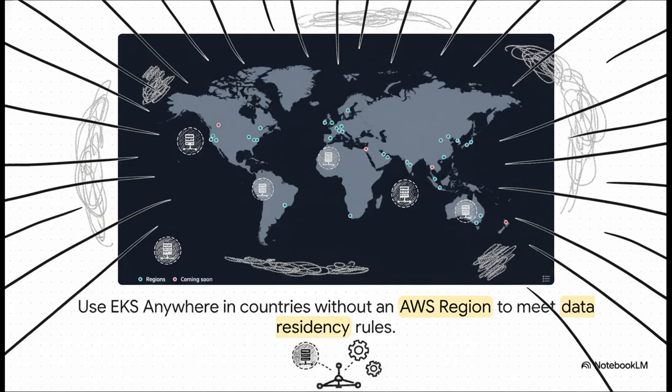AWS has this incredible global footprint. It's pretty much everywhere, but you can also see there are still some gaps. EKS Anywhere is designed specifically to fill those gaps, giving you that consistent AWS experience right where you need it to be to meet those residency rules.